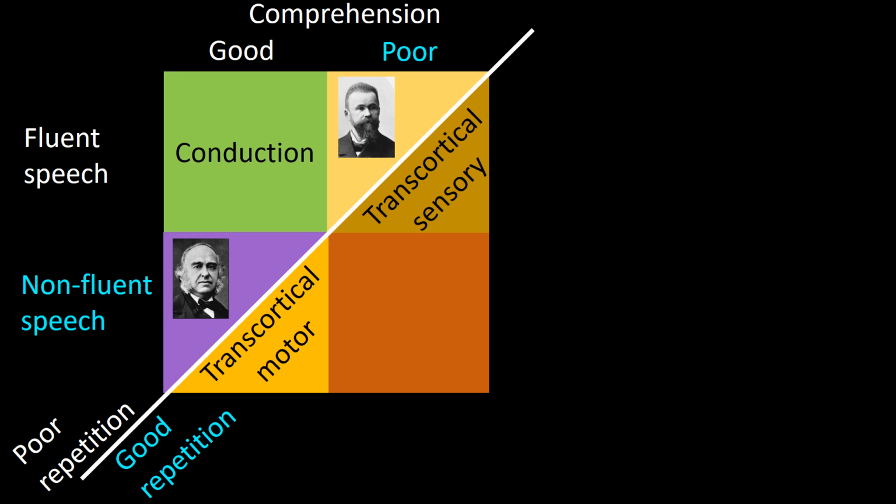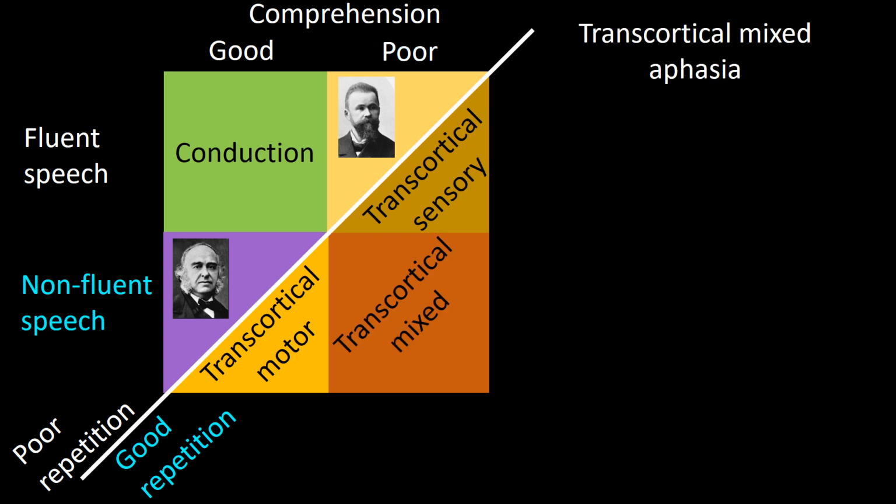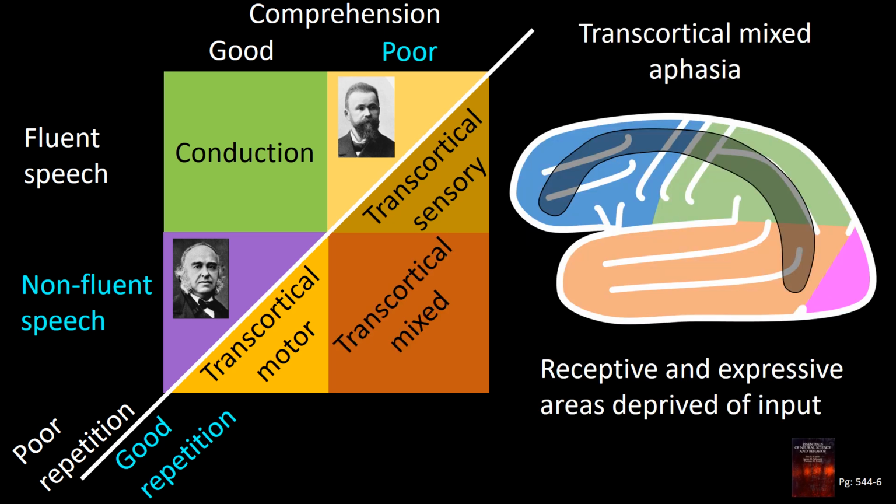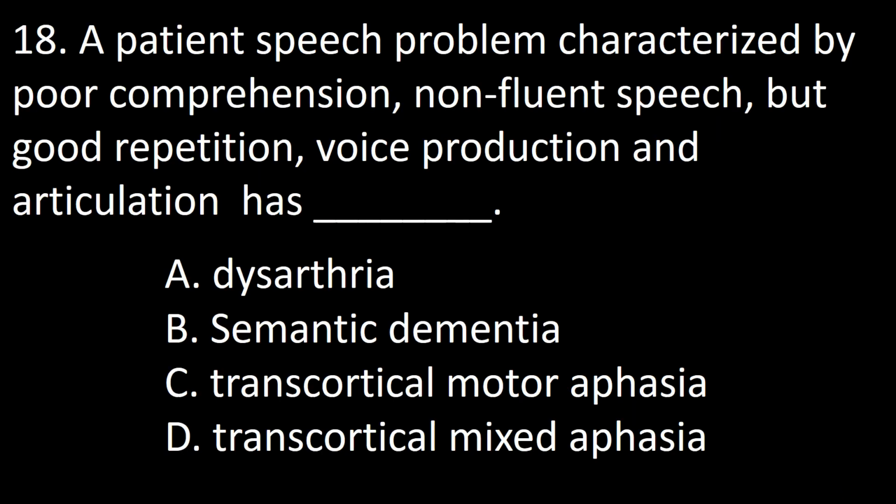A patient that has poor comprehension and speech is not fluent, but repetition is good, has transcortical mixed aphasia. Transcortical mixed aphasia results from the receptive and expressive areas of the brain related to speech being deprived of input from other cortical areas. So the answer to this question is D.